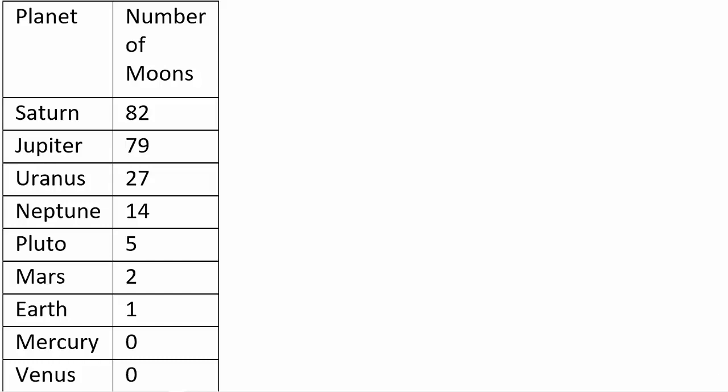Pluto's got 5 moons. Little dinky Pluto. They're not very big, except its largest moon, Charon, or Charon, I've heard even, is the largest moon in relation to the thing it orbits of all of the things that used to be considered planets. Pluto isn't considered a planet anymore. Then we drop down. Mars has 2, Earth just 1, Mercury and Venus don't have moons.